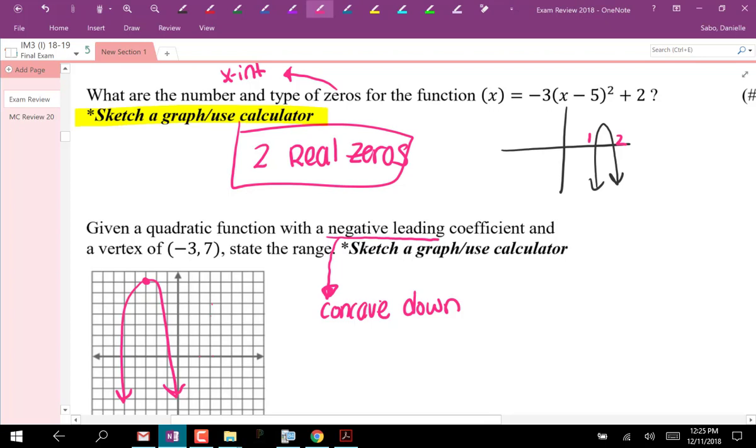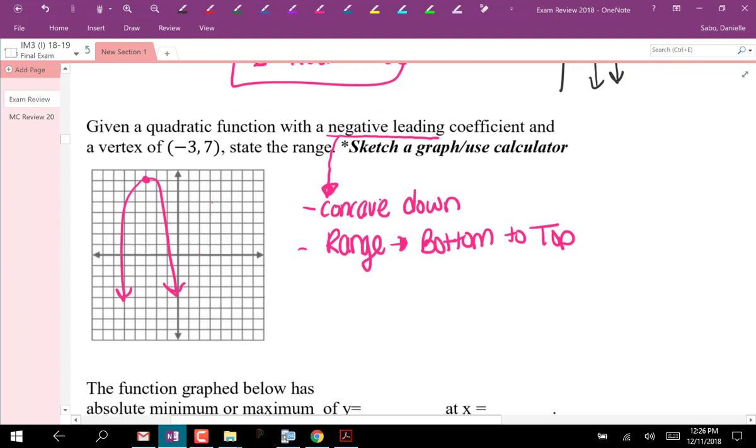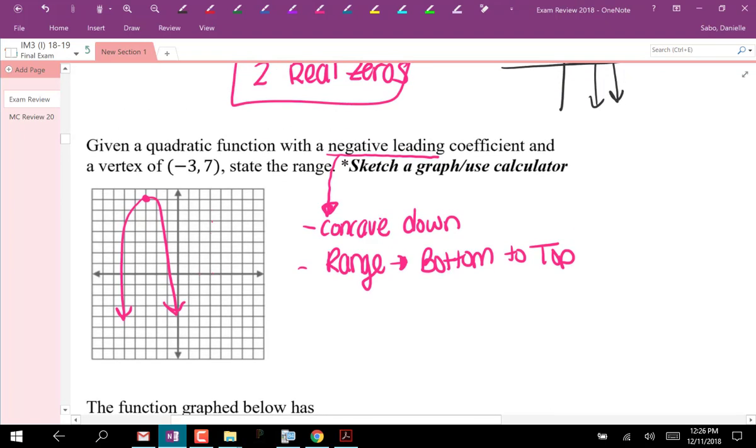Okay? It says state the range. So range is bottom to top. One of the biggest mistakes is people go top to bottom. Okay? And you're talking about the y values here. So here I go. What y value does my graph stop at? What y value does it stop at? What do you say?